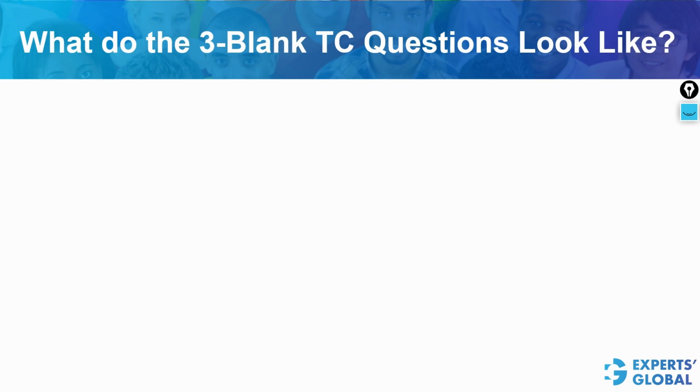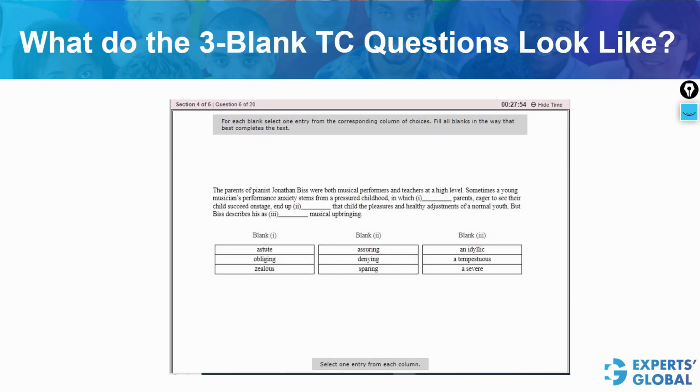What do the 3 blank TC questions look like? Here is a visual. You are given a short paragraph with 3 blanks. For each of these blanks, you are given 3 answer choices, and you are supposed to select one of the 3 answer choices from each column such that the selected choices lead to a logical and coherent paragraph.